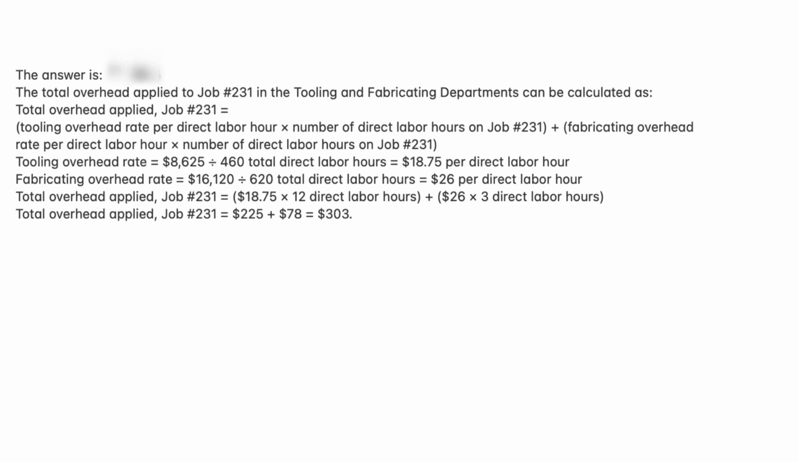Fabricating overhead rate equals $16,120 divided by 620 total direct labor hours equals $26 per direct labor hour. Total overhead applied, job number 231 equals $18.75 times 12 direct labor hours, plus $26 times 3 direct labor hours. Total overhead applied, job number 231 equals $225 plus $78 equals $303.